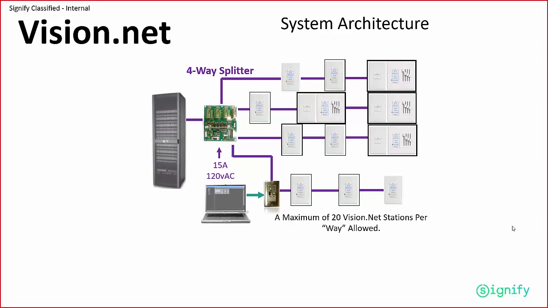In one of those lines, you'll see there is a programming port, which will allow the commissioning tech to connect his or her laptop into the system to upload and download configuration information to the stations. There is a specified limit of 20 VisionNet stations per line on a 4-way splitter. However, most commissioning agents have learned to be a little more conservative and keep that to under 20.